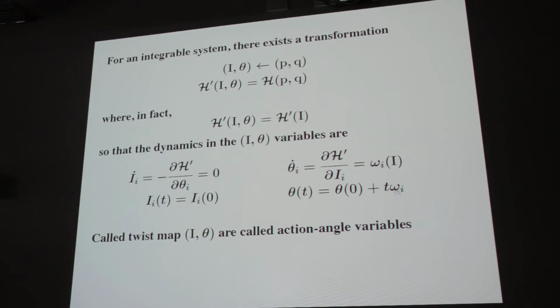Sometimes the frequency would be rational, and we'd come back always to the same points, and sometimes it wasn't, and we would fill up the line. But in each case, all we did was move along that line with a fixed speed. Okay. So this is called the twist map, and I and theta are called action angle variables. And being integrable means that you look like that first map.